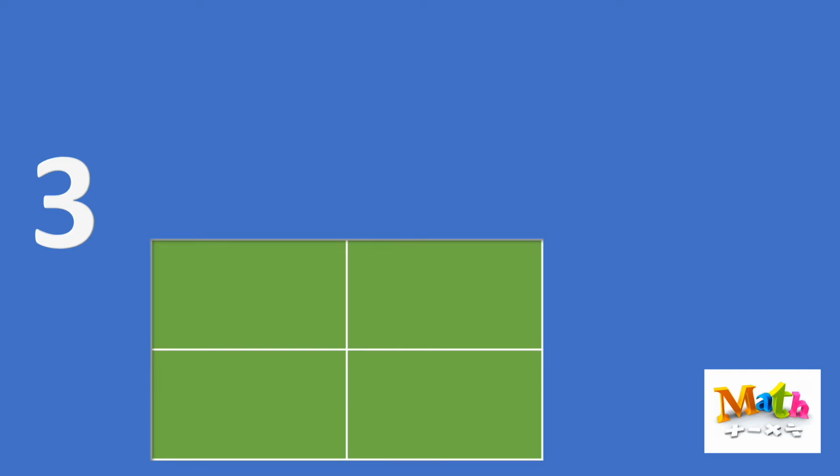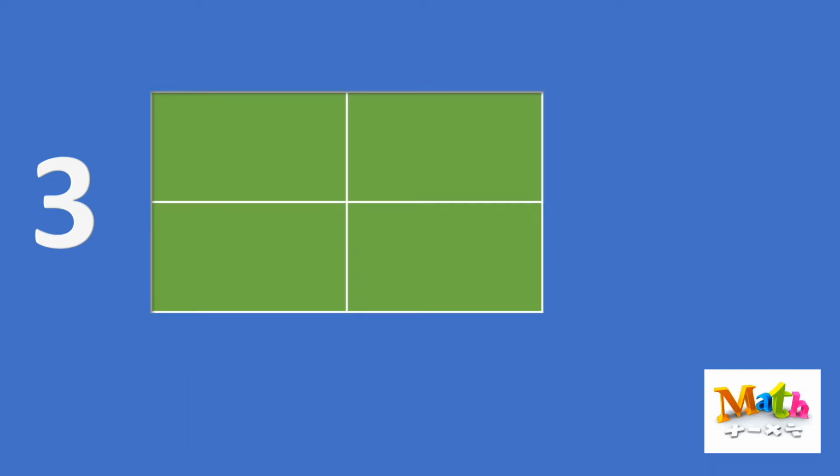So let's take another example, 3. What are the partners for 3? The partners are 0 plus 3, 3 plus 0, 1 plus 2, and 2 plus 1. Did you see the switch partners this time? The switch partners are 0 plus 3, 3 plus 0, and 1 plus 2, 2 plus 1.